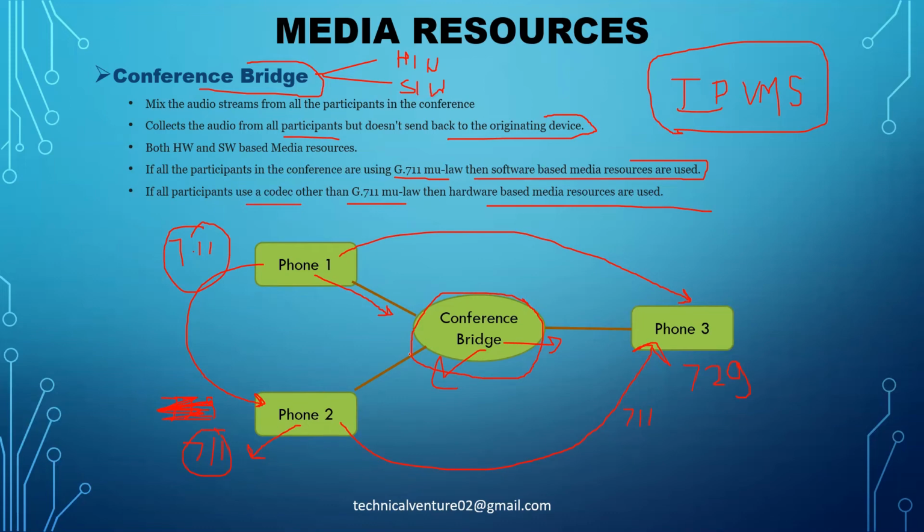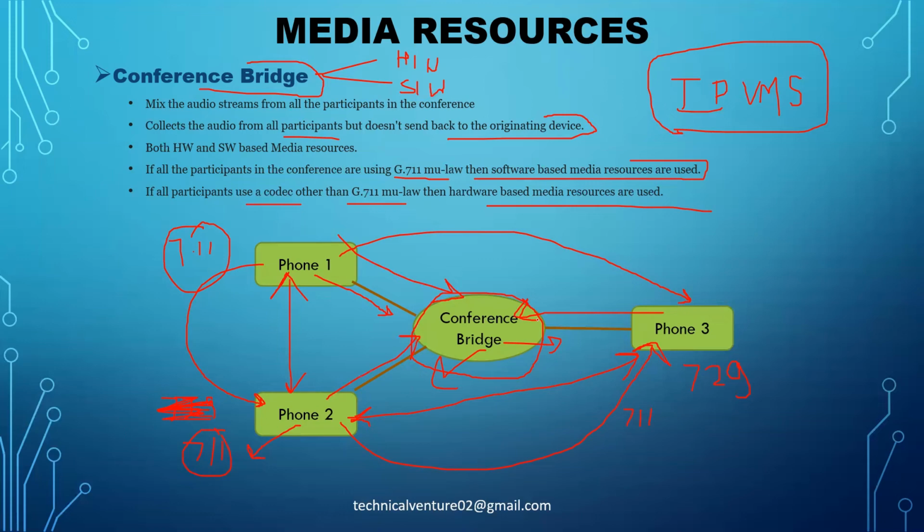As soon as phone 2 presses the conference, it will make a conference between phone 1, phone 2, and phone 3. Earlier, the RTP stream was established between phone 1 and phone 2. Once phone 2 called phone 3, an RTP stream was established between phone 2 and phone 3. But as soon as they are in conference, the RTP streams will be between phone 1 and the conference bridge, phone 2 and the conference bridge, and phone 3 and the conference bridge. Okay, and they will be able to communicate with each other.